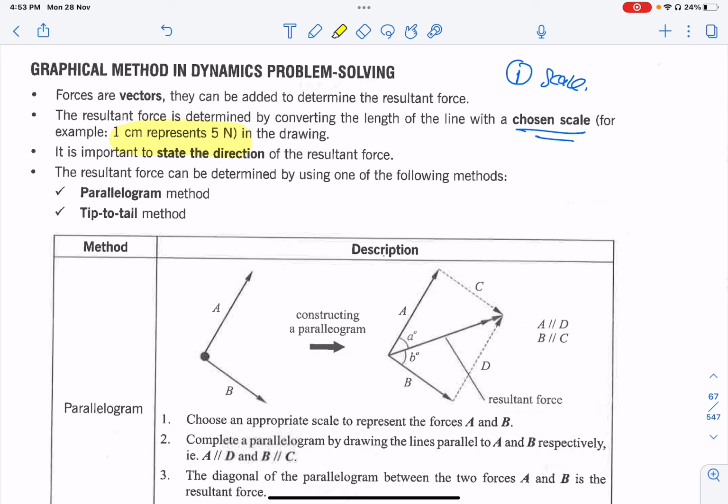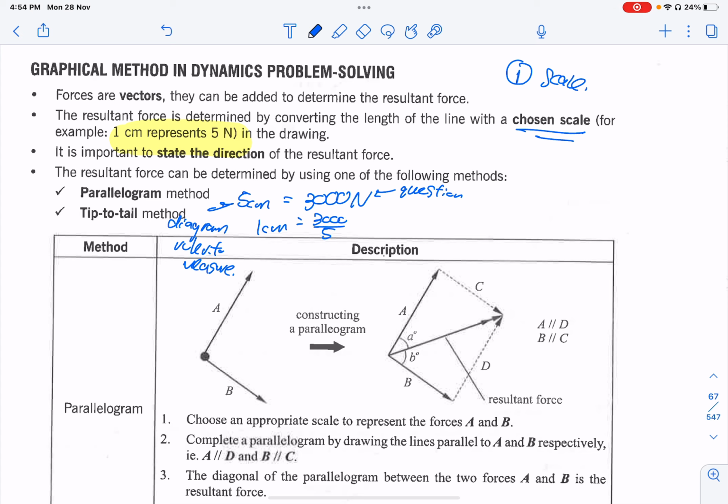So let's say you measure 5 and it's used to represent 3000 Newton. So to convert the scale, you want to find how much 1 cm is. So let's say you measure 5 cm for 3000 Newton representation. This is given in the question. This one is through the diagram which you use a ruler to measure. Next, you have to calculate. So for 1 cm, it's just basically 3000 divided by 5, that will be 600 Newton. So that will be the scale that you have to use consistently.